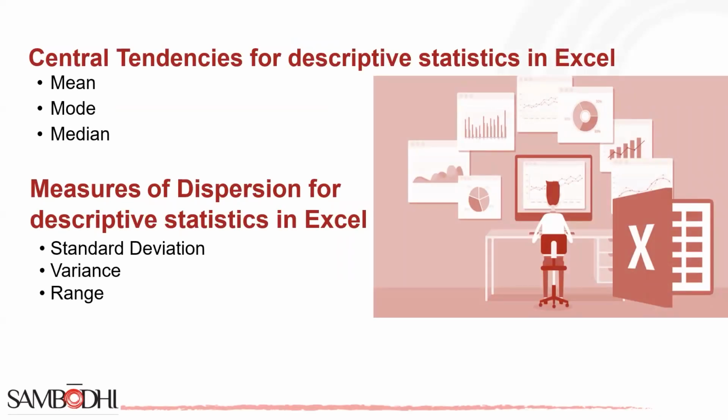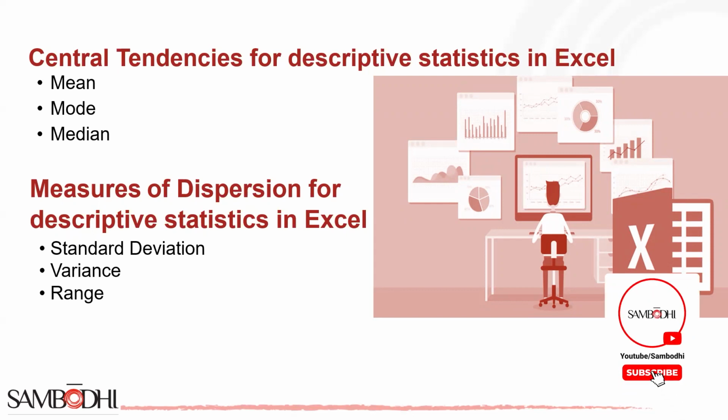Central tendencies for descriptive statistics in Excel: mean, mode, and median. A measure of central tendency describes where most of the values in the dataset occur. It's the center of the distribution of values. Excel presents three measures of central tendency. Which one is the best for your data? You need to check that.